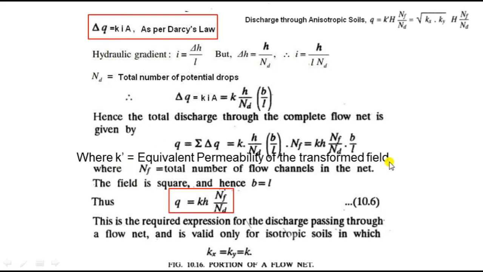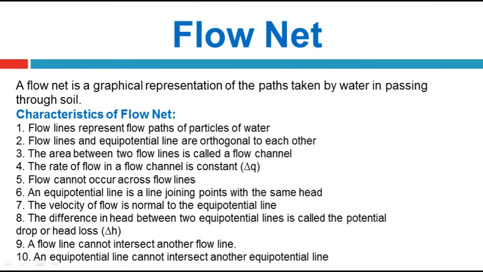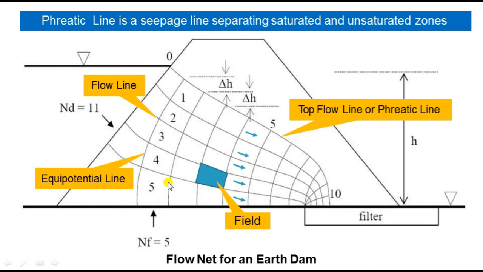K is the equivalent permeability of the transformed field. NF is equal to the total number of flow channels. When we put that NF, since the field is square, B is equal to L. L is equal to B and B is equal to L, as we saw in the previous picture. The field is not a complete square, but we are assuming that the field is square.